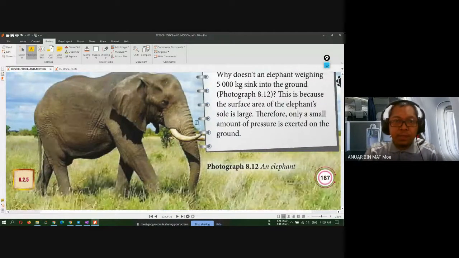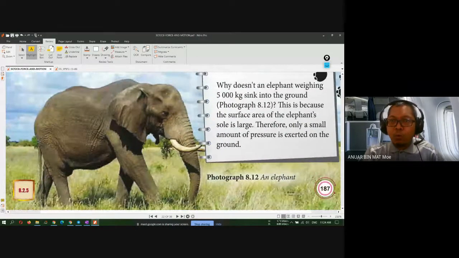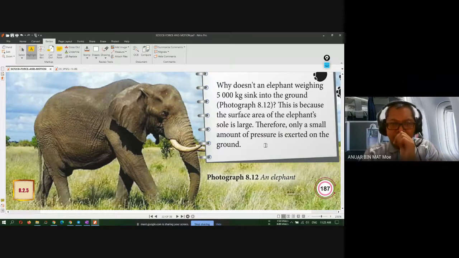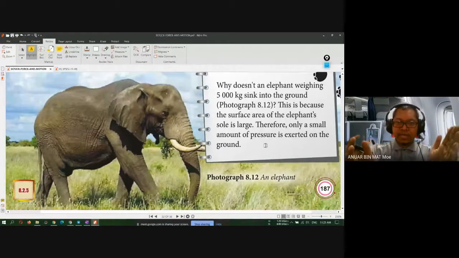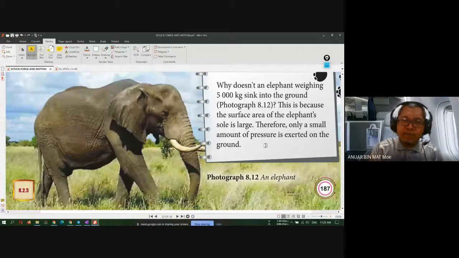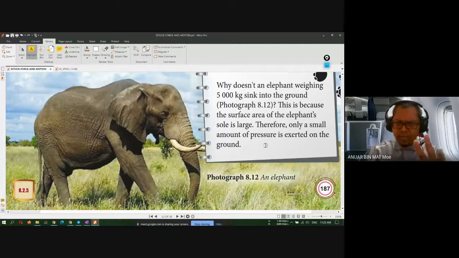Okay. For example, the picture over here, why doesn't an elephant weighing 5,000 kilograms sink into the ground? Because the surface area of the elephant sole is large. Therefore, only a small amount of pressure is exerted on the ground. Because the surface area of the sole of the foot of the elephant is large, the elephant will not sink into the ground.